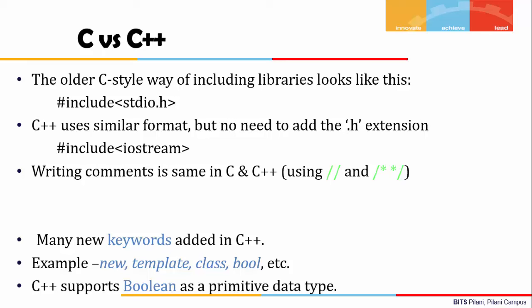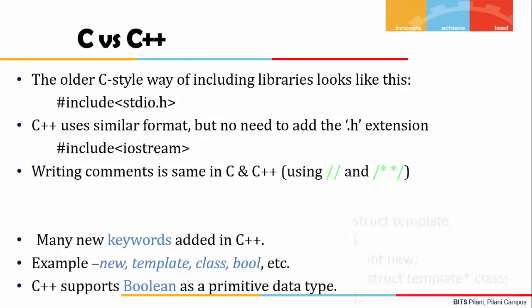This renders C code using those keywords for identifiers invalid in C++, which means there are many keywords which are only included in C++. So if those keywords are used in C language as variables, then they won't be valid in C++. Examples of new keywords in C++ are new, template, class, bool, etc.